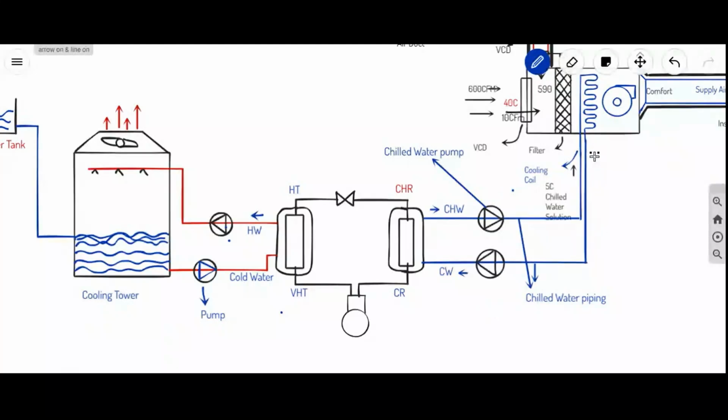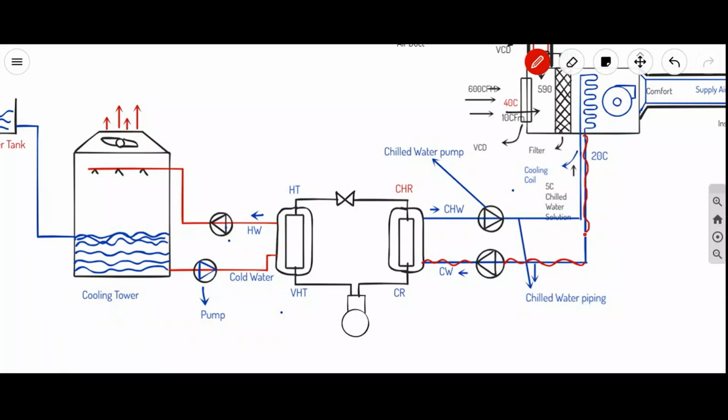The return temperature may be around 20 degrees centigrade. The supply temperature is 5 degrees centigrade. As these are dealing with the lower temperature side, the chilled water piping should be insulated. So we go with puff insulation.